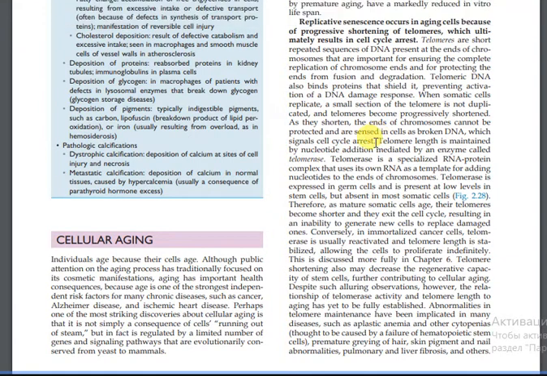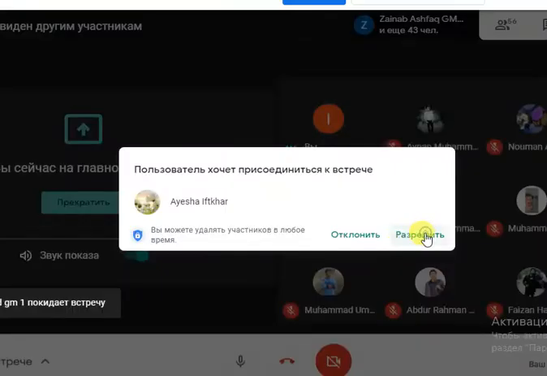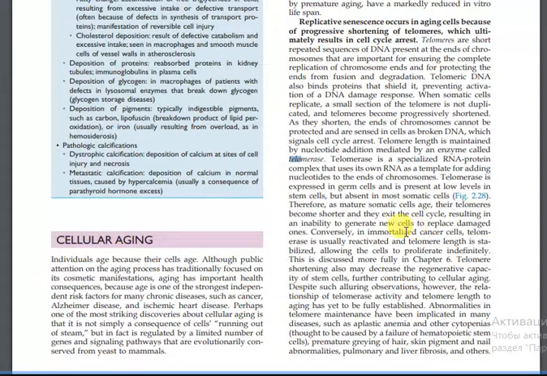Telomere length is maintained by nucleotide addition mediated by an enzyme called telomerase, as I said right now, and as we discussed in one of the first lectures. Telomerase is a specialized RNA protein complex that uses its own RNA as a template for adding nucleotides to the ends of chromosomes. Telomerase is expressed in germ cells and is present at low levels in stem cells, but absent in most somatic cells. So most somatic cells are unable to replicate.